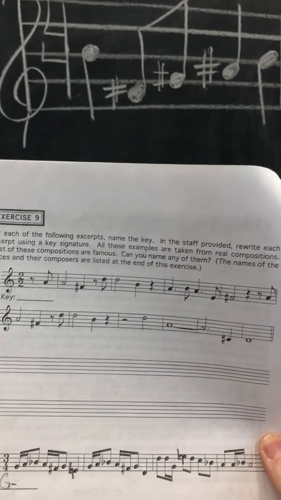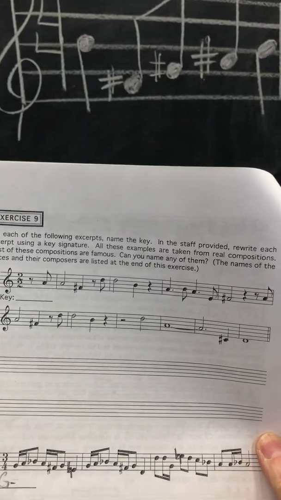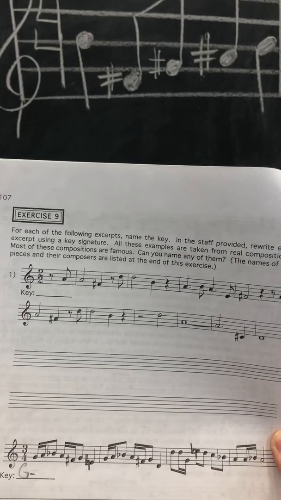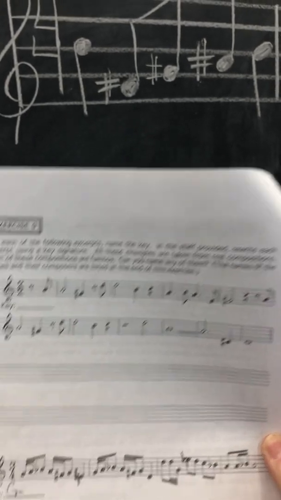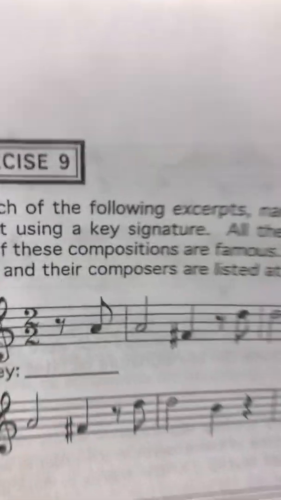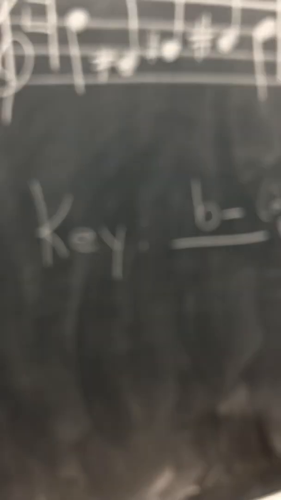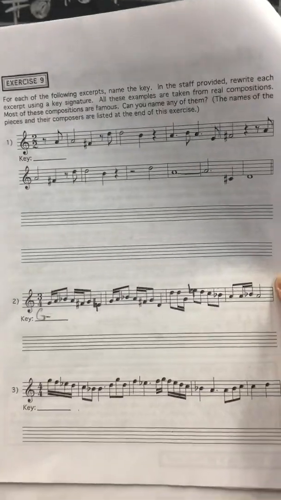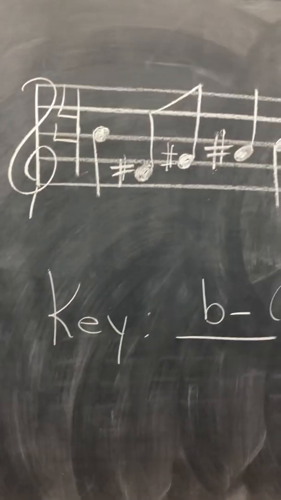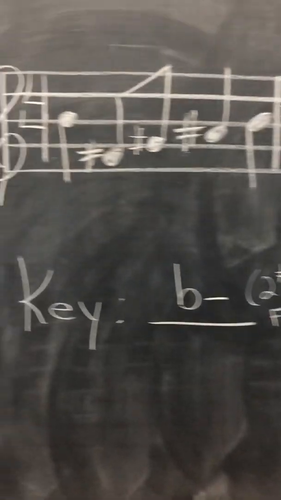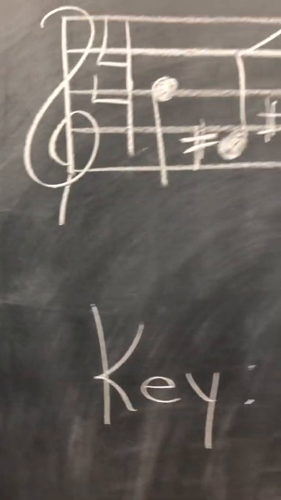It also says that please look at the following excerpts and name the key in the staff provided. It also says to rewrite each excerpt using a key signature. Okay, all I want you to do is tell me what key it's in, put the key signature in that empty staff, and you don't have to rewrite it. That is a lot of extra work. So do not rewrite the melody out again. That's a lot of extra work. So just tell me what key it's in, and then what the key signature is of that new key.